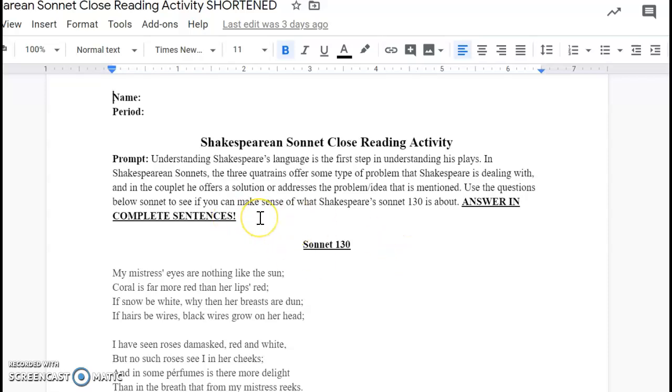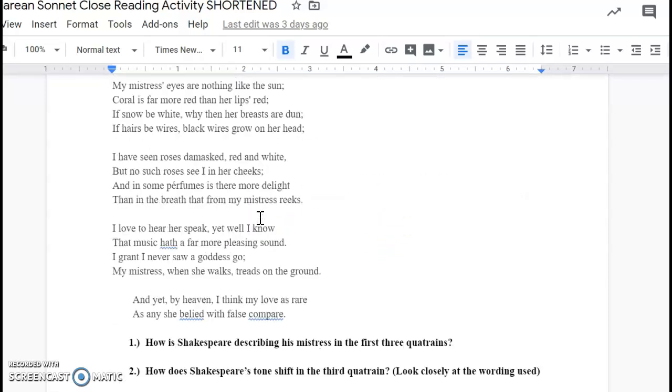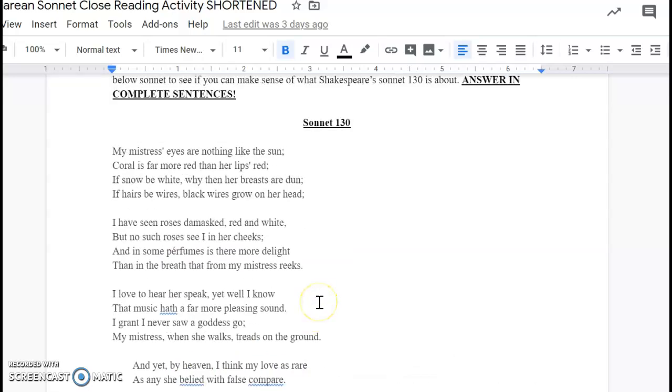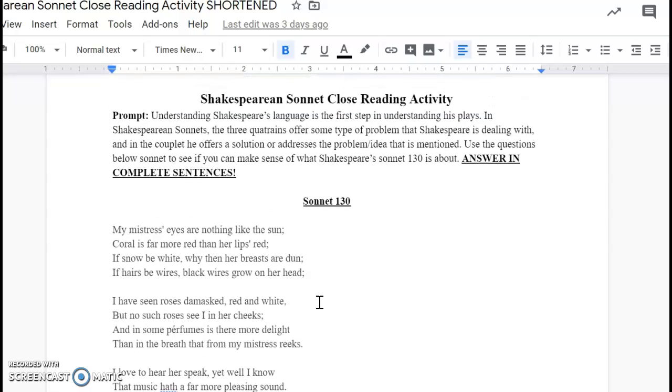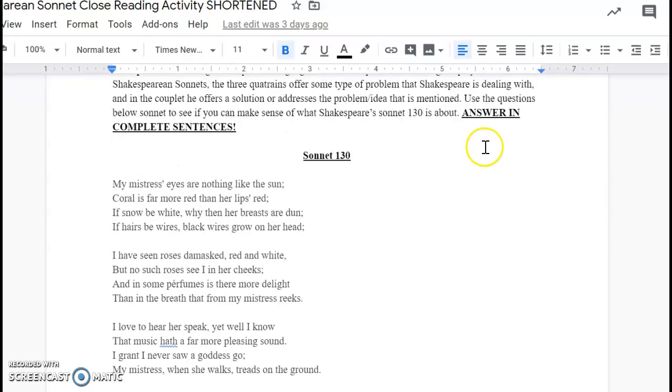Please take it quatrain by quatrain and then followed by the couplet at the end. Try to read it in iambic pentameter. If anything is maybe not making sense or you don't understand how a word rhymes, kind of put yourself in the mind of Shakespeare and think how he was trying to make it rhyme by using iambic pentameter. And please answer these questions in complete sentences, all right?